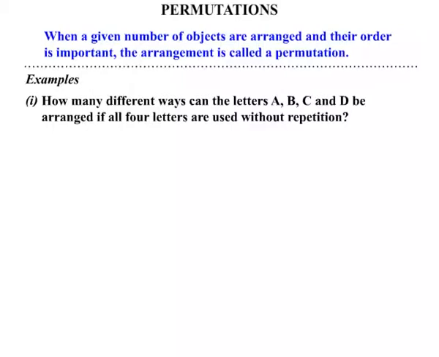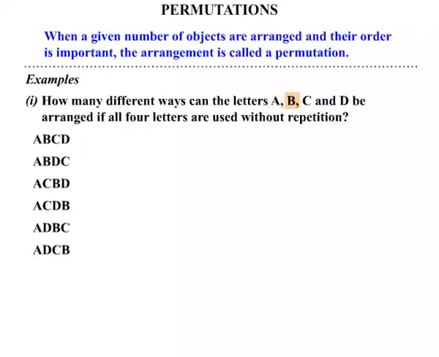without repetition? Well, let's consider starting firstly with the letter A. We could have A, B, C, D, A, B, D, C. Okay, that's it for A, B. Then we'd move on to A, C, B, D, A, C, D, B, then going to A, D, B, C, and finally A, D, C, B. Okay, that's it for the letter A.